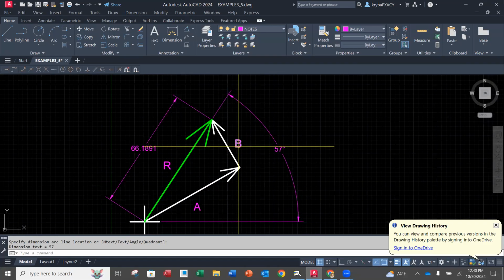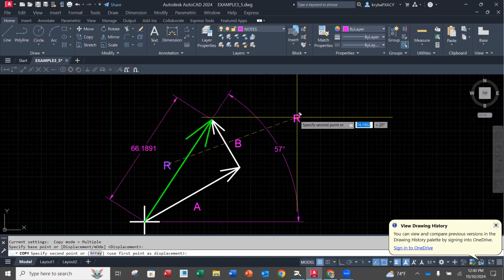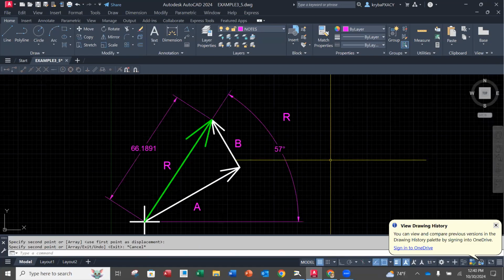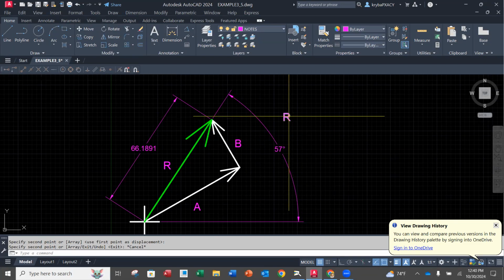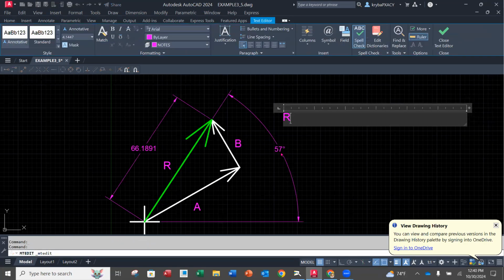AutoCAD, because I already have A, B, and R scaled, I'm simply going to do a copy. I'm going to take R and put it up over here, somewhere close to the diagram. Excuse me. And I am going to double click on this, and now I'm going to write that vector equation. So R is equal to, and in my case, I started at my origin with A. So A is the first vector in the vector equation. So this is going to be A, and then space plus, and then you have to put the greater than symbol.